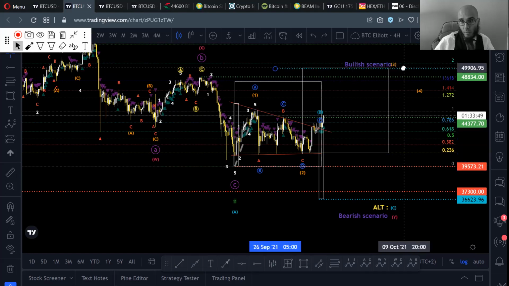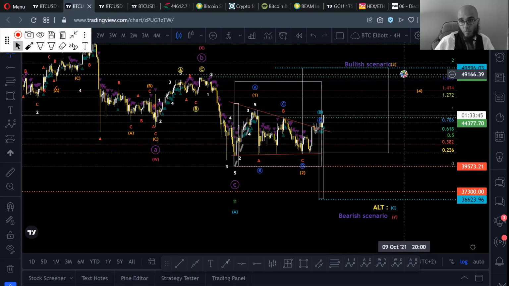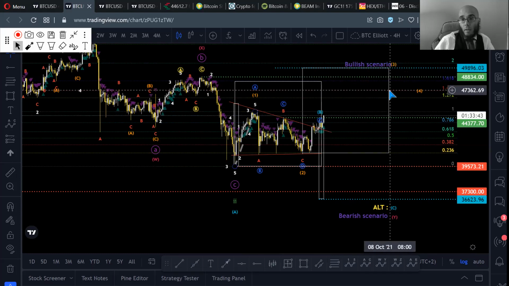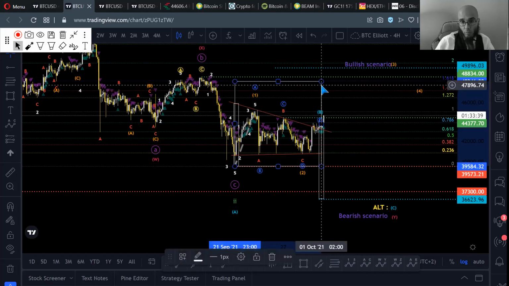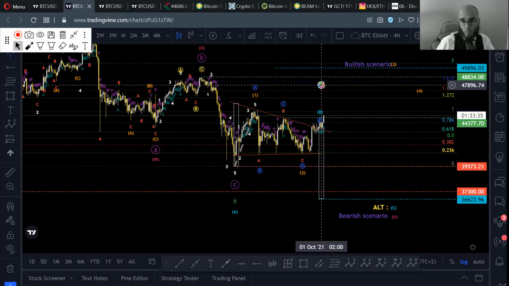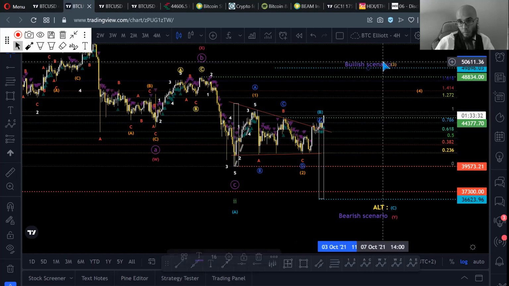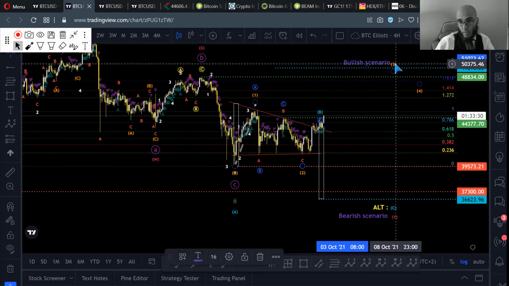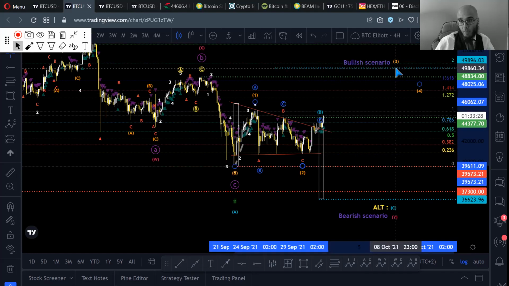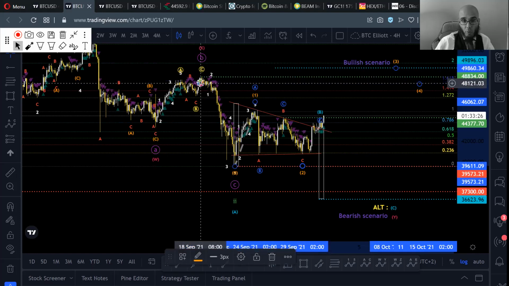Okay, I just adjust the target to the new target level. So for wave 3, we could be there quite easily. That would be the bullish scenario. And that's my favorite count right now. And if we do that, we break the level 48,834. And that would be nice.